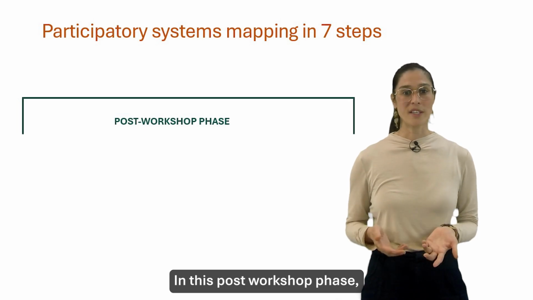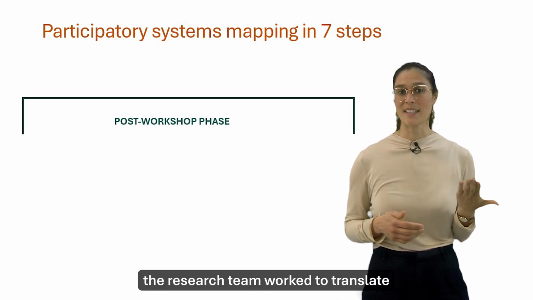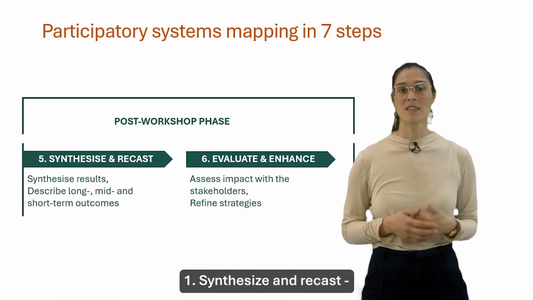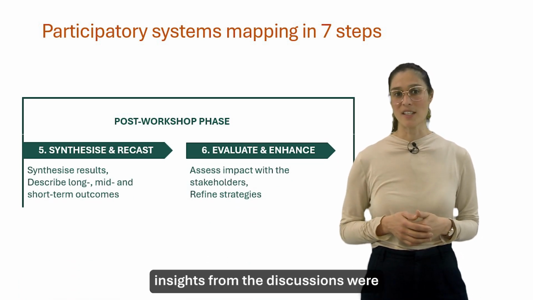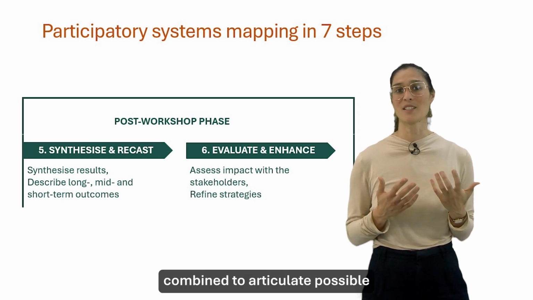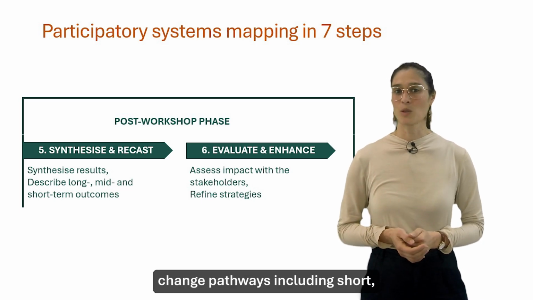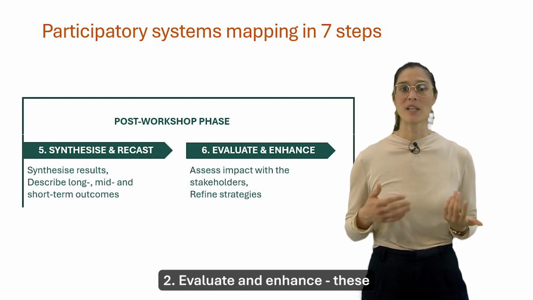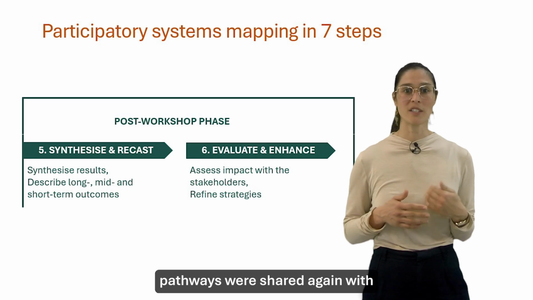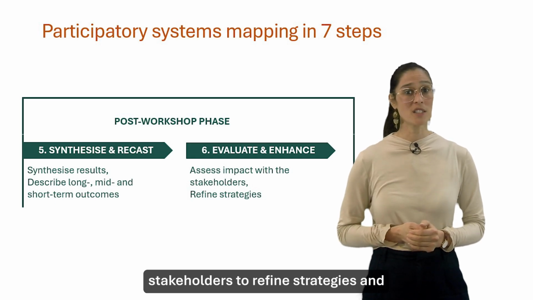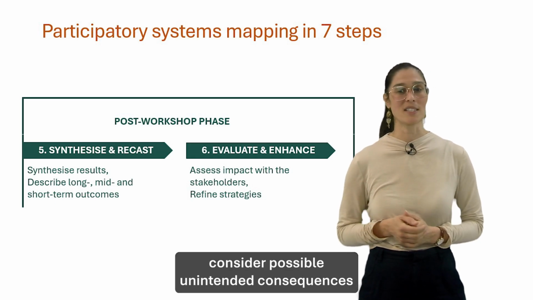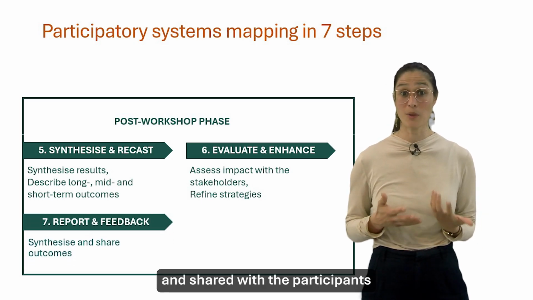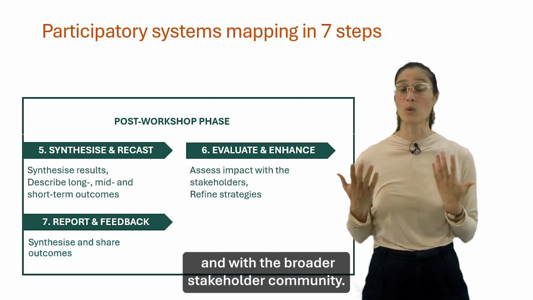The process also continued after the workshop. In this post-workshop phase, the research team worked to translate and synthesize the knowledge generated during these sessions. First, synthesize and recast. Insights from the discussions were combined to articulate possible change pathways, including short, medium, and long-term outcomes. Second, evaluate and enhance. These pathways were shared again with stakeholders to refine strategies and consider possible unintended consequences. And finally, report and feedback. Results were documented and shared with the participants and with the broader stakeholder community.